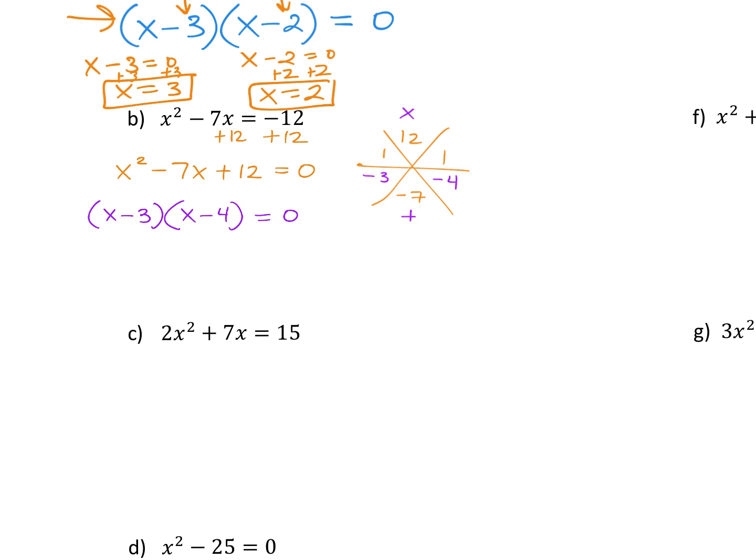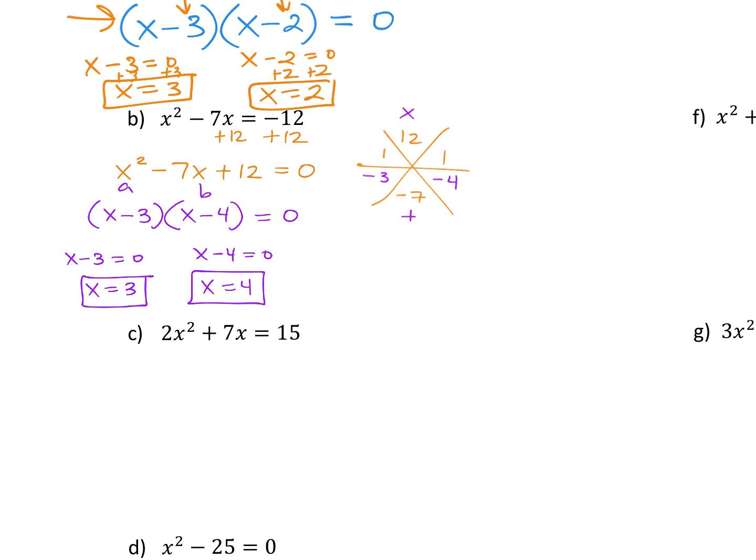Okay, so again, here's my A and my B. If we're looking at that 0 product property, what will my x values be? 3 and 4. You have to say x minus 3 equals 0 and x minus 4 equals 0. So add 3 and we get x equals 3. Add 4 and we get x equals 4.